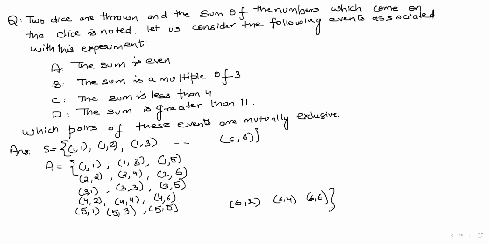Hotvika, okay. No, you don't need to find the sum. This is the event A, because the event A is the sum is even. Similarly, you need to find the event B, the sum is a multiple of 3. Similarly, you need to find the event C, the sum is less than 4. You need to find D, the sum is greater than 11. When you find all these events, then you need to check which are mutually exclusive. That means which have nothing common.